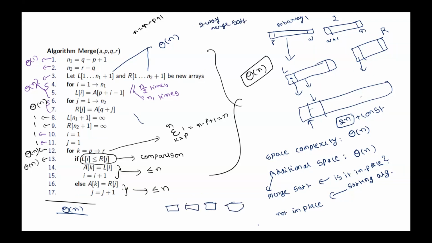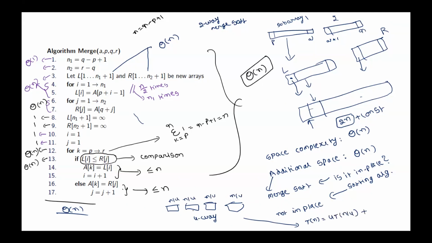Then what is the recurrence we get, if it is four-way merge sort? What is the size of each one? N by 4, n by 4, n by 4, n by 4. Then what is the recurrence? 4 times T of n by 4.